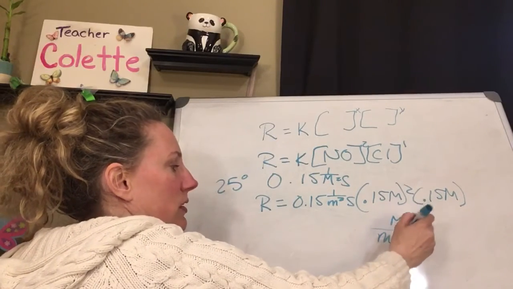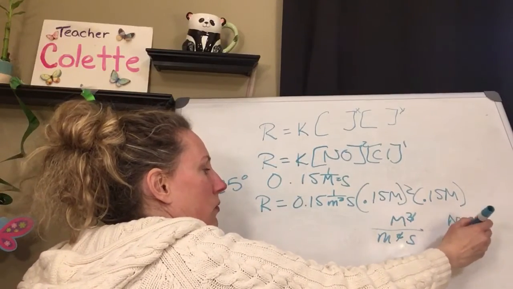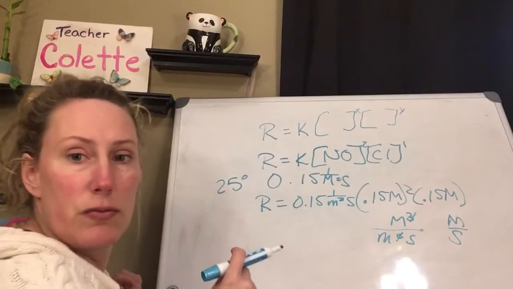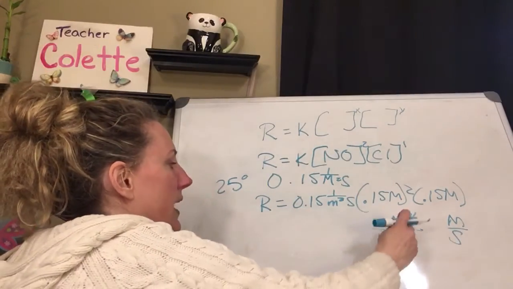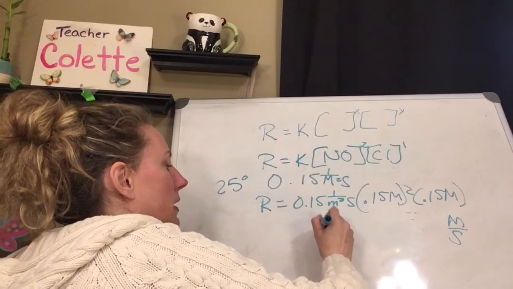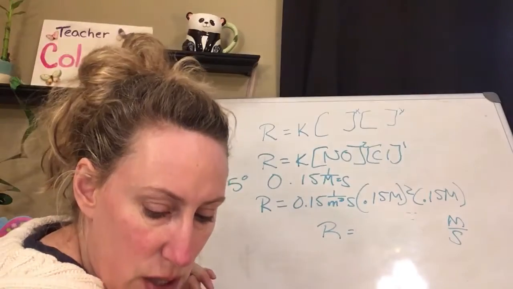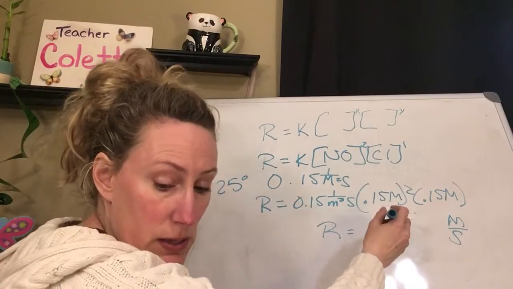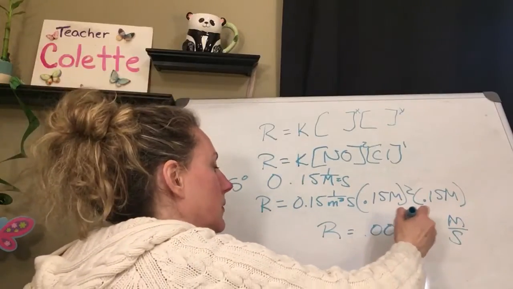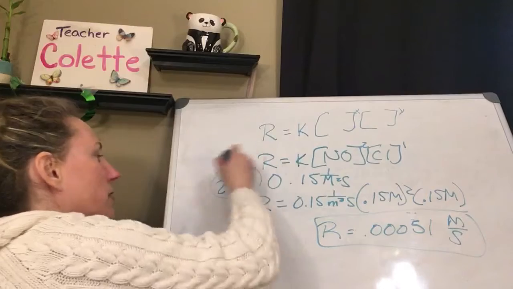So these are going to cancel out. You're going to be left with M over s for your units. Hopefully you can see that. Good. All right, so you put that into your calculator, and you should get a rate of 0.00051. Okay, at 25 degrees.